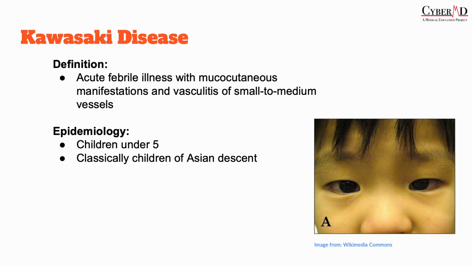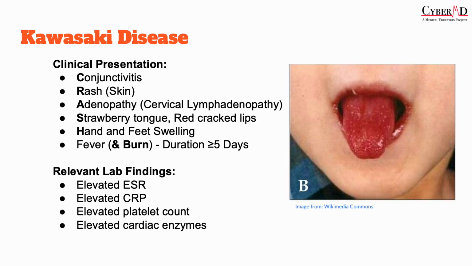The incidence is highest in Japan, and children are typically under the age of 5, with a peak incidence between 6 months and 2 years of age. Boys are slightly more commonly affected than girls in this disease. The exact cause of Kawasaki disease is still unknown, but it is thought to be triggered by an infection or an abnormal immune response to an infection or other environmental factor.